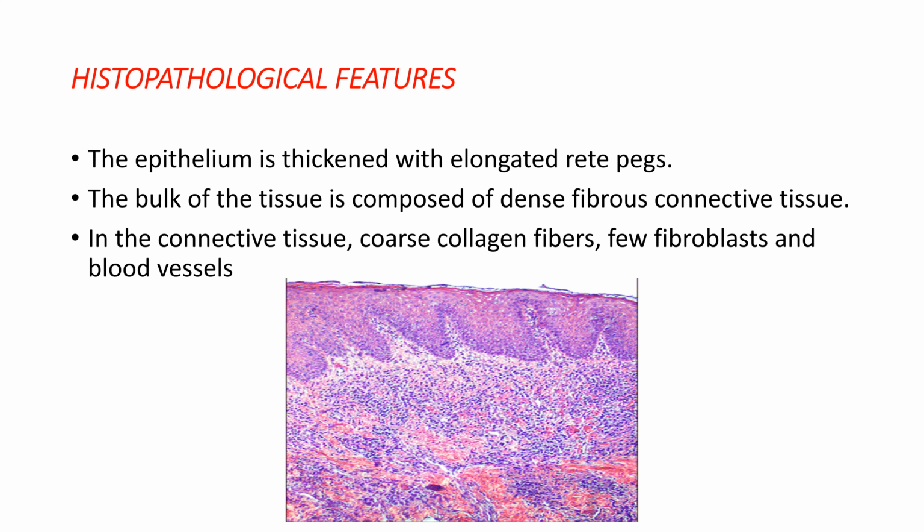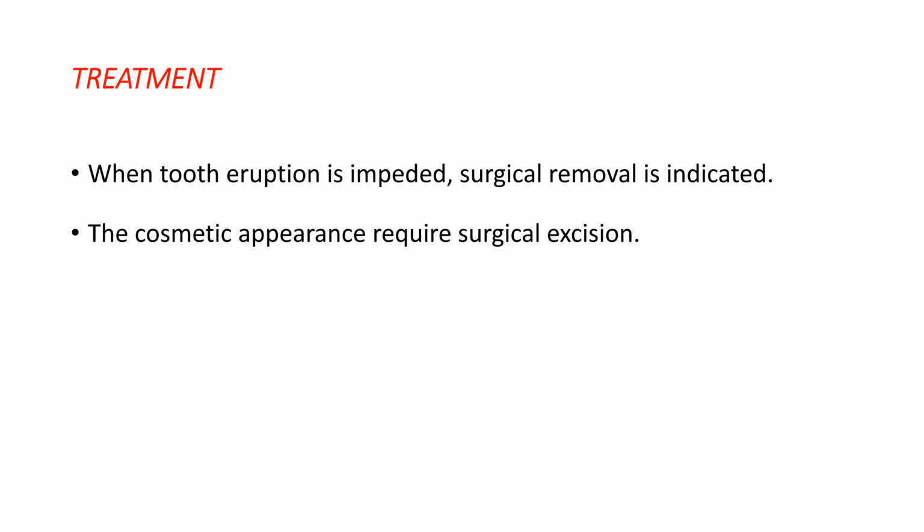in the connective tissue. Then the treatment plan for the fibromatosis gingiva: when tooth eruption is impeded or there is an obstruction to the tooth eruption, there should be surgical removal of the excessive tissue, and exposure of the tooth is indicated. The cosmetic appearance requires surgical excision. For aesthetic purposes, you can surgically excise the excessive tissue.